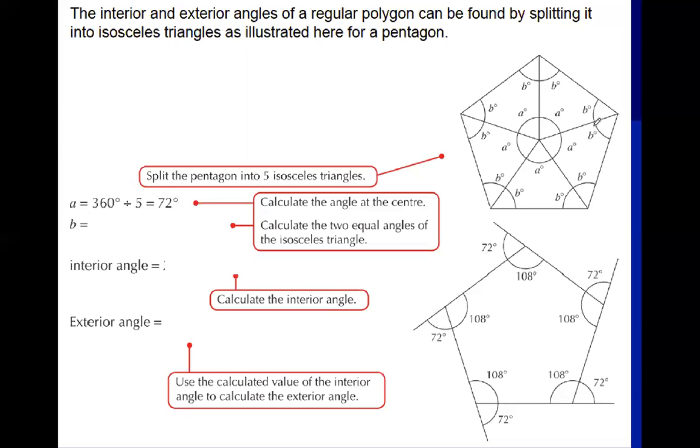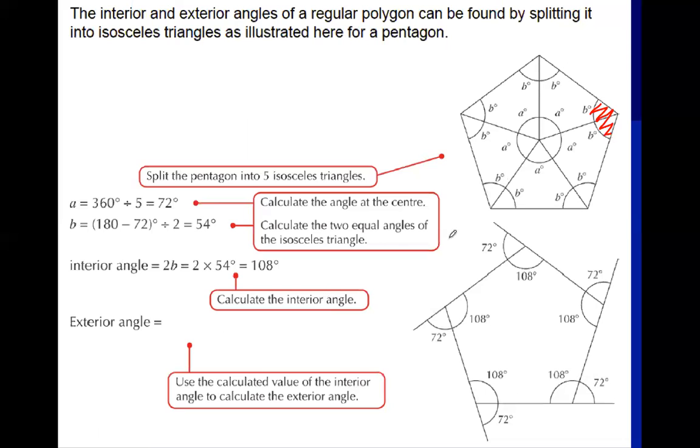Once you've got A, because you know that all angles in a triangle add up to 180, you can find B, which is just 180 take away A, and you divide that by 2. That gives you B equal 54. A question you sometimes get asked in an exam is, what is the value of this angle here? It's B plus B, which is 2 times 54, and that's 108. That's what they call the interior angle, the two Bs together.